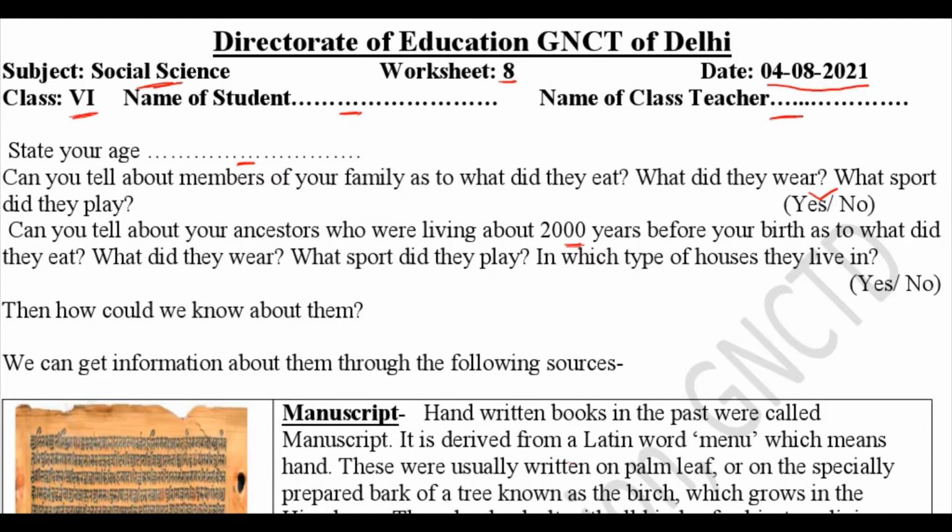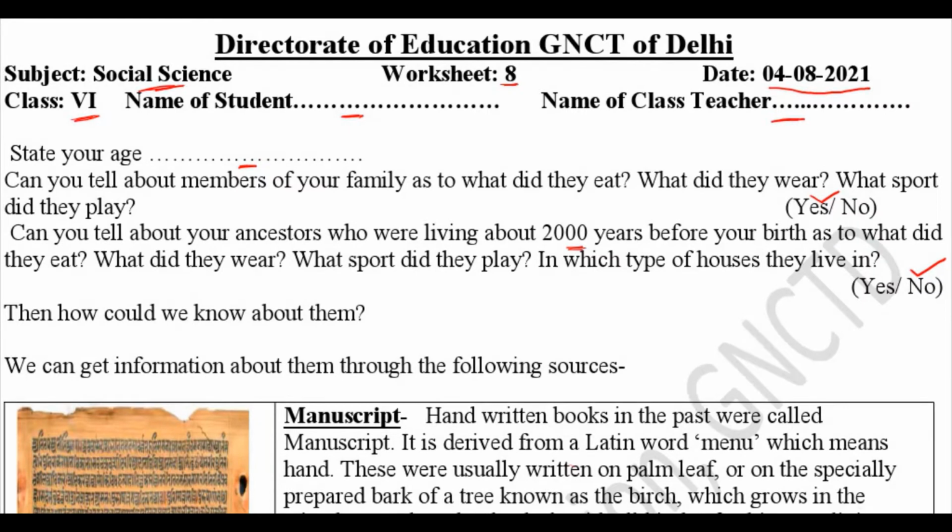So of course you don't know about it because they lived so many years back when you were not even born, so you definitely cannot tell about them. Okay, then how could we get to know about them? Now the question is, how do we get to know what our ancestors used to play, what they used to wear, or what they used to eat? Now how do we get that?